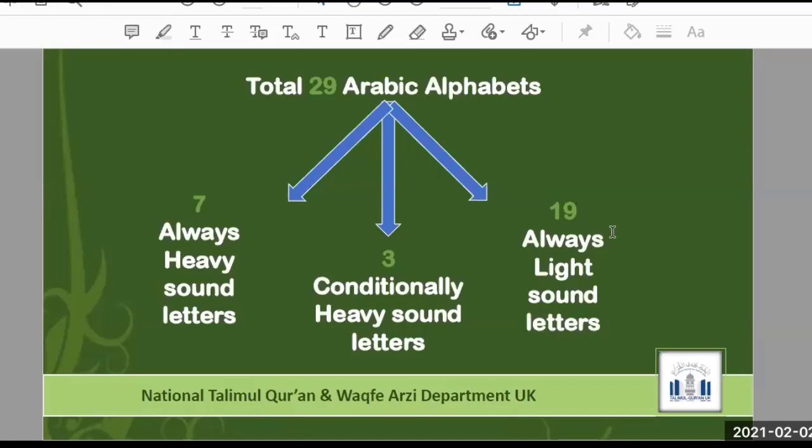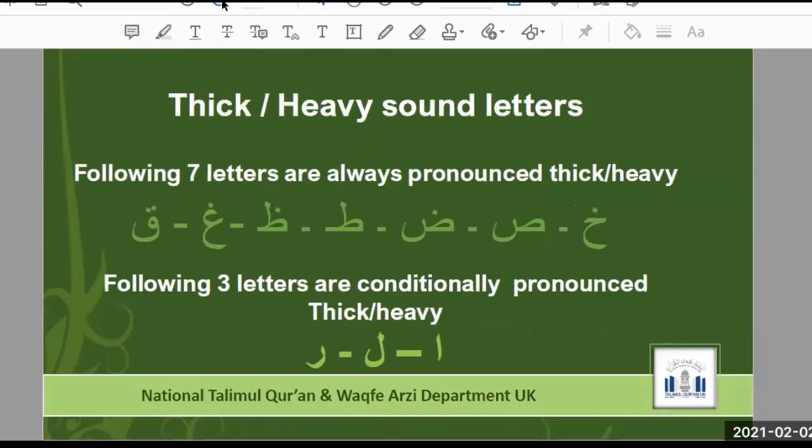Okay. So this slide is showing that there's a total of 29 Arabic alphabet. 19 are always light sounds. 3 are conditional, and I think the conditional ones are alif, lam, and ra. And 7 are the heavy ones, which I'll have a go at.